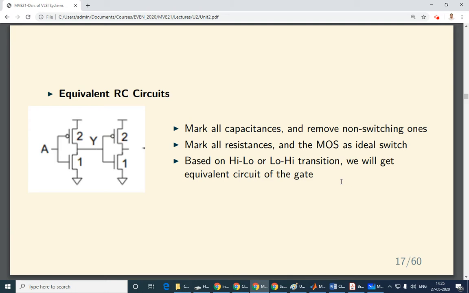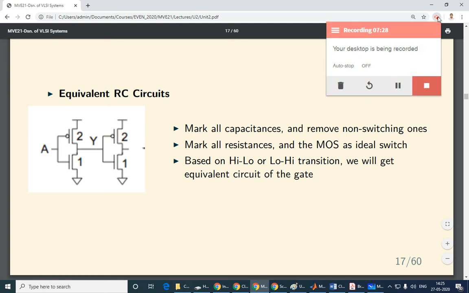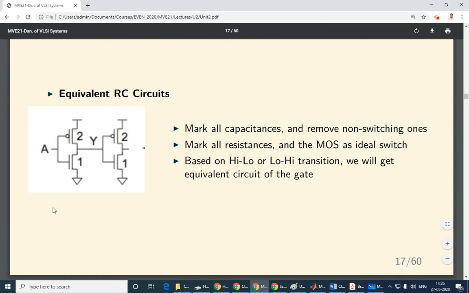So we have a circuit, that is we have two gates in this case, and we want to mark. Let us look at this question where we have a circuit, two gates are there, and we want to mark all the capacitances. That is the first part, and remove the non-switching ones.